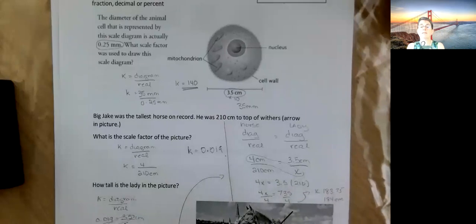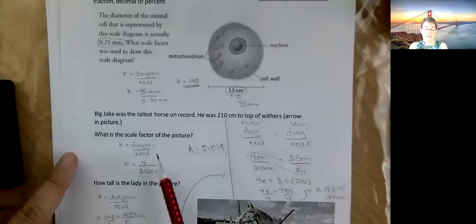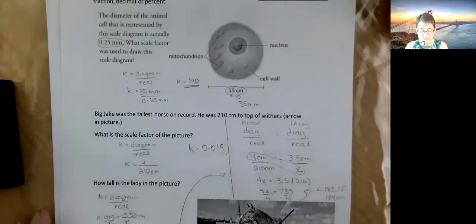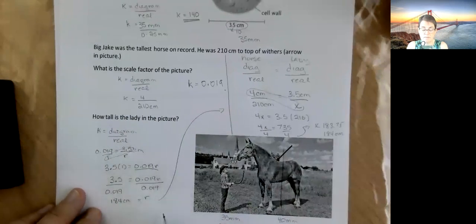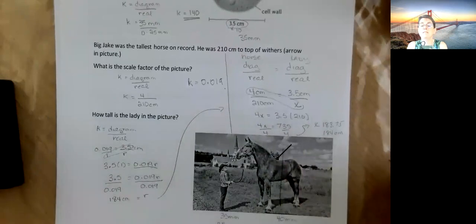So same answer. You don't have to necessarily do the scale, but the question said to find the scale factor. There's a slight difference because when you did that on your calculator, you saw there were some decimals I didn't carry. But when we round it, she's still 184 centimeters. And there you go. Have a great day.